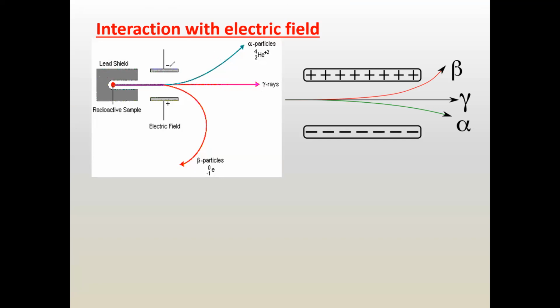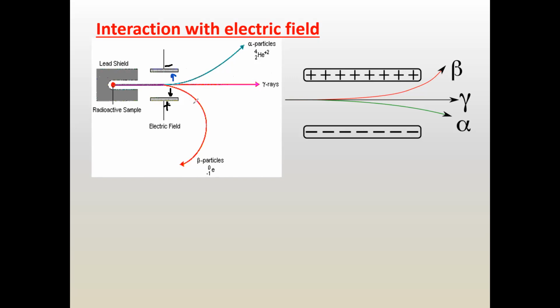When we pass them through the electric field, with the negative plate up and the positive plate down, beta particles, because they have negative charge, are attracted towards the positive, because unlike charges attract. And alpha is positively charged, so it is attracted towards the negative. And gamma has no charge, so it passes straight.